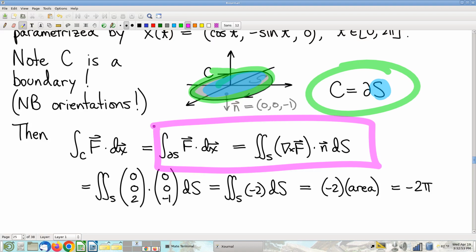Okay, let me pause real quick. Is everybody on board so far? This all looks familiar. Okay, good.